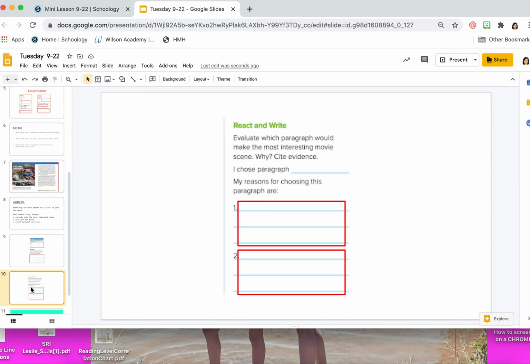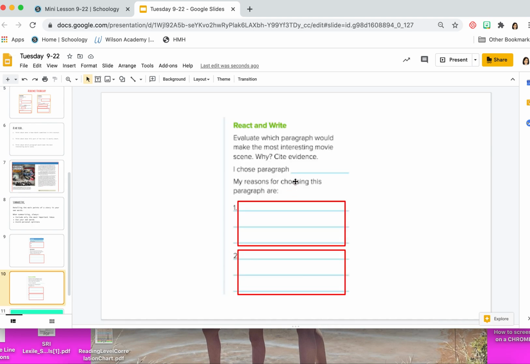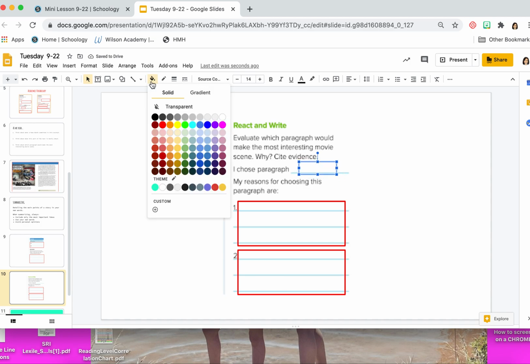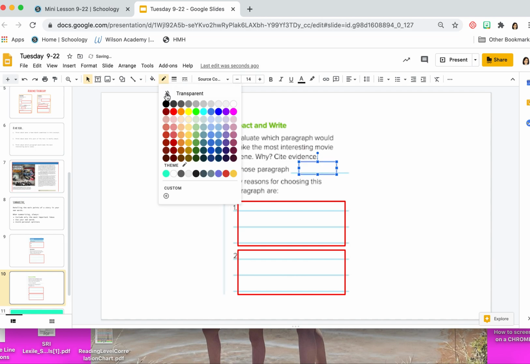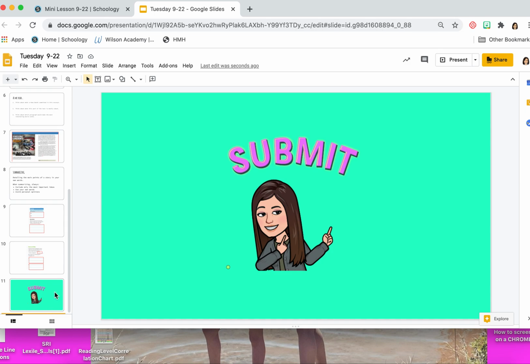We're going to evaluate which paragraph would make the most interesting movie scene and why. You're going to tell me which one you chose. There are 3 paragraphs right here, and you're going to put your answer here. Let me insert a text box. You're going to put your answer there and then tell me why, with 2 reasons. This is all you, there's no wrong answer. The only wrong answer is the answer not answered. Try your best. Which paragraph would be the most exciting as a movie, and why? Once you're done, you can go ahead and hit submit.